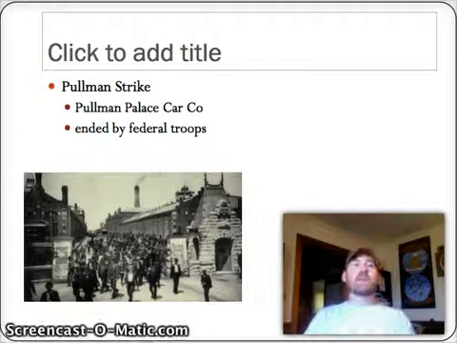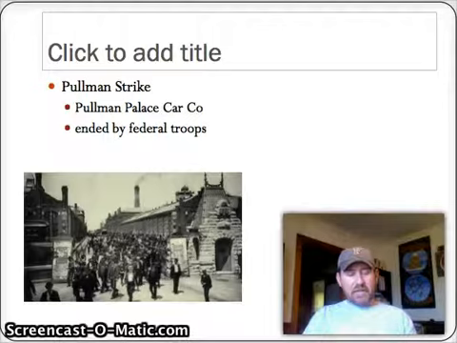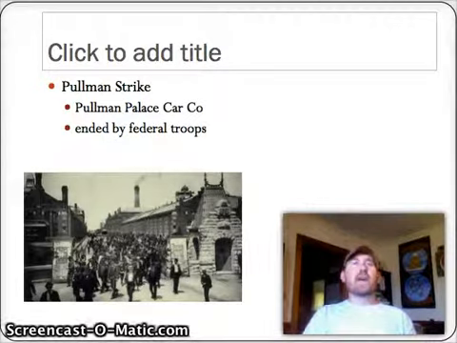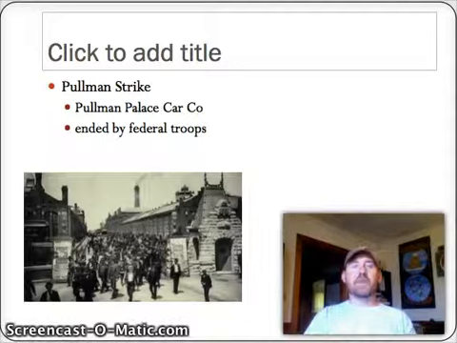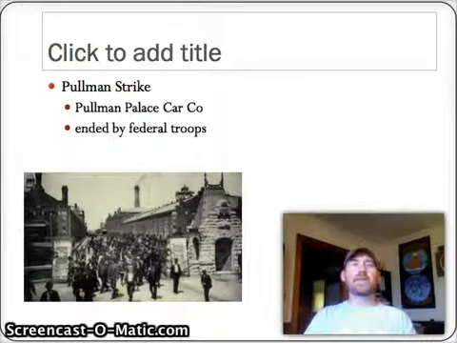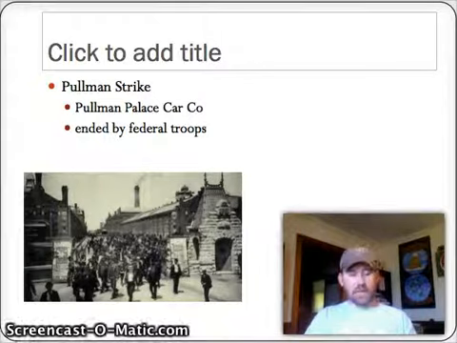Things progress, and really the most important thing you need to get out of this is that President Cleveland, for the first time, orders federal troops to go in and crush this strike. In other words, to make it end, to break these guys up. And that's a pretty important precedent in regards to the relationship between the federal government and labor unions. So you need to tie that in as well.